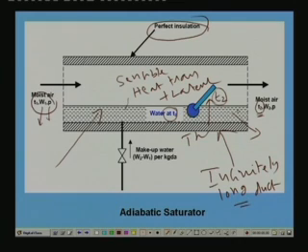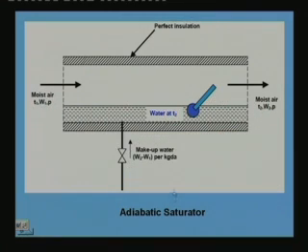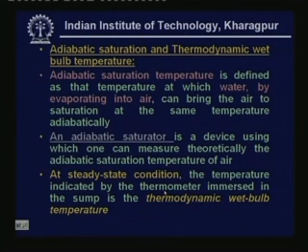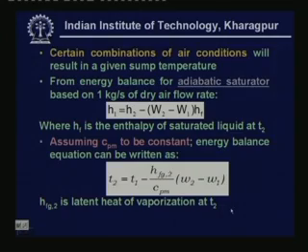Of course, during this process water vapor evaporates. To take care of that, we have to continuously supply some makeup water. So, this kind of a device is called an adiabatic saturator. At steady state condition, the temperature indicated by the thermometer immersed in this sump is the thermodynamic wet bulb temperature. That means the thermodynamic wet bulb temperature is nothing but the temperature indicated by a thermometer which measures the water kept in the sump of this infinitely long duct.